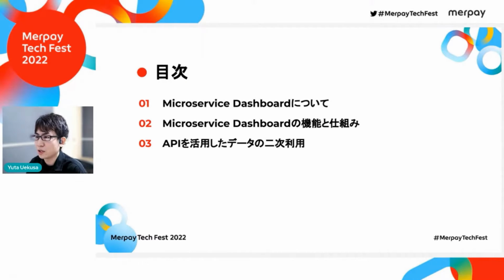Next, I'd like to focus on 5 of the features, technology stacks, and architectures we use in our microservice dashboard and explain how they work in detail. Finally, in the secondary use of data through APIs, I will introduce the APIs provided by the microservice dashboard and actual use cases.